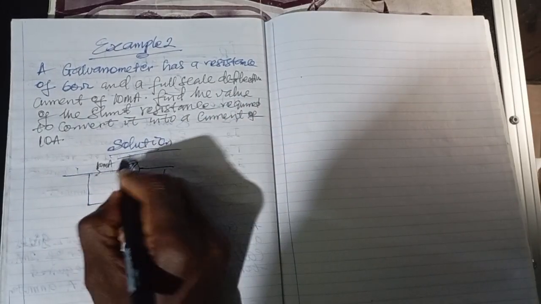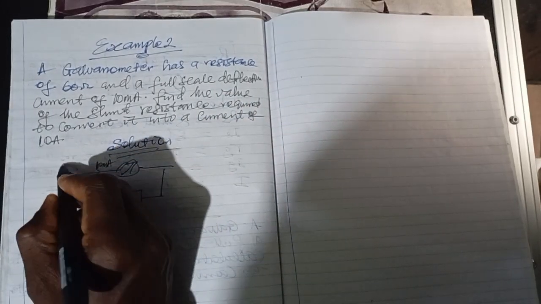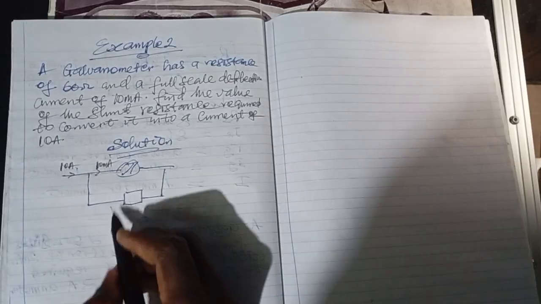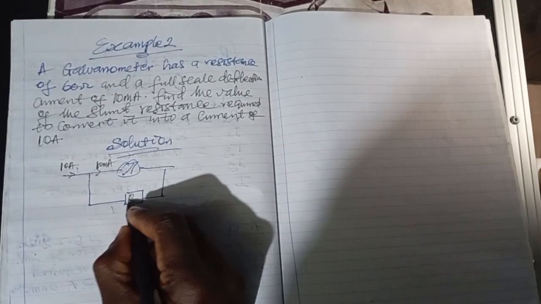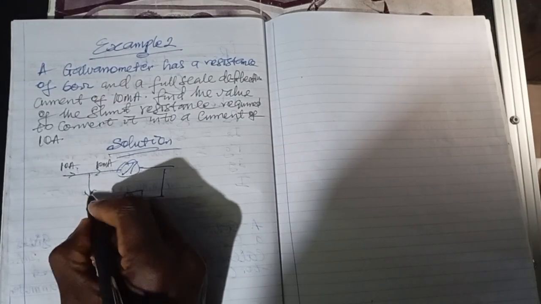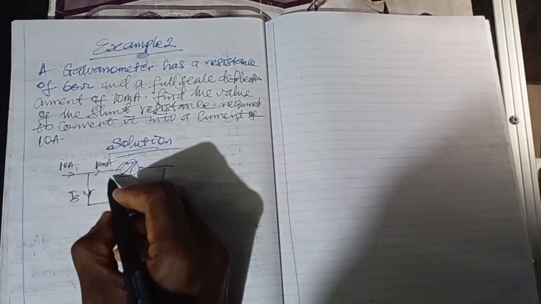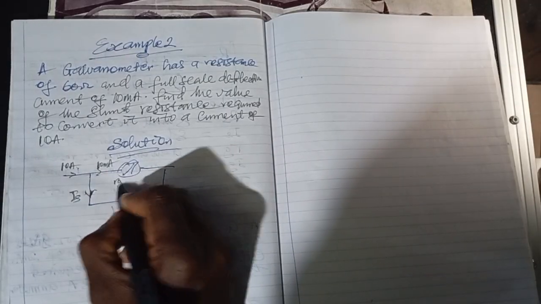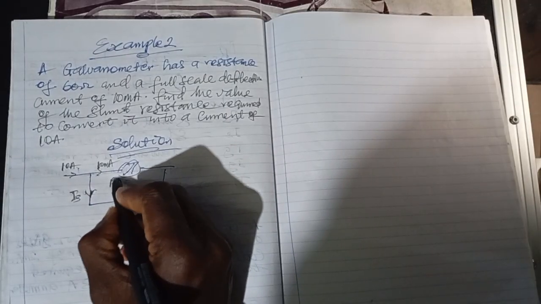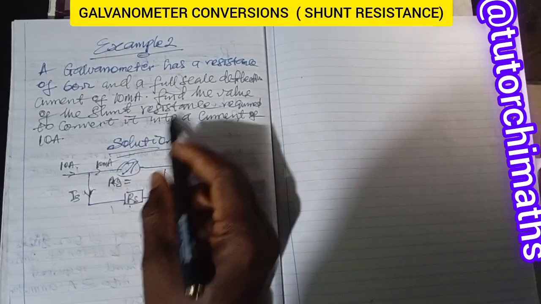here as 10 milliamps. Then this is the current entering, 10 amperes. Then we have here as our RS, and this is our IS. Okay, we still have our ROG here. ROG here is equal to I.